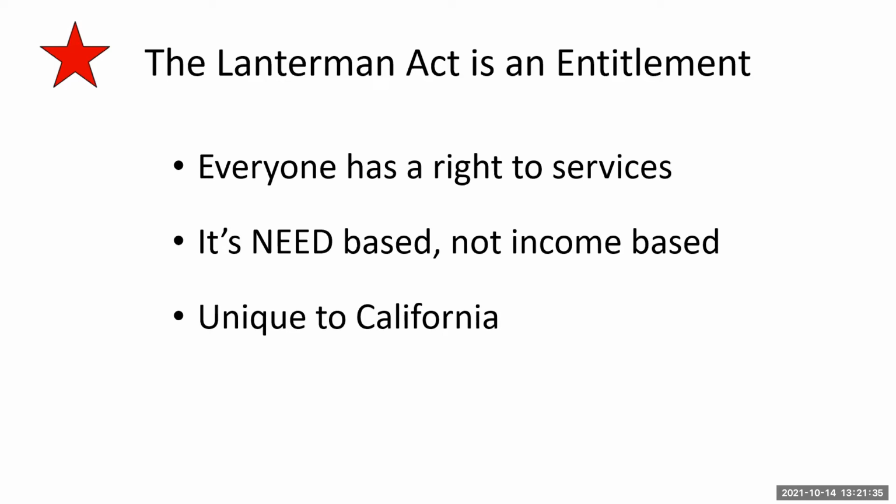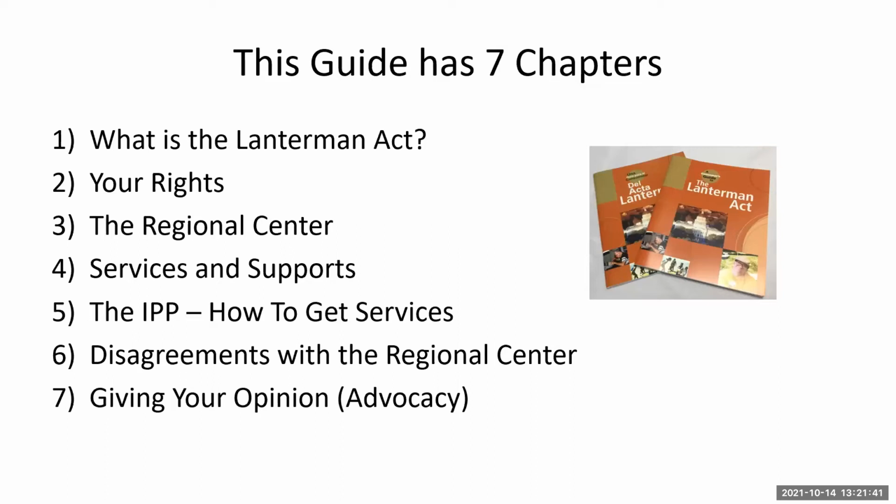So the guide is broken up into 7 chapters. And like I said, if we were going to talk about everything in the Lanterman Act, we would be here for a few weeks. But this guide simplifies everything, and it talks about what the Lanterman Act is. It talks a little bit about your rights, the regional center's role, how services and supports are defined, the IPP, the individual program plan, and how to get services. It also talks about disagreements with the regional center and giving your opinion.